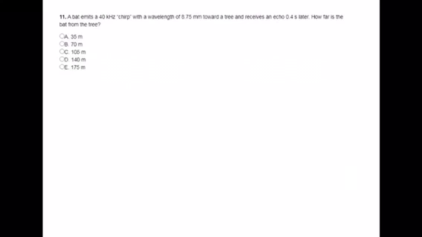Let's try another problem. Here, a bat chirps at a frequency of 40 kilohertz, and the wavelength of the chirp is 8.75 millimeters. The sound wave hits a tree and bounces back, giving the bat an echo 0.4 seconds later. This means that the wave took 0.2 seconds to travel to the tree and 0.2 seconds to travel back to the bat. How far is the bat from the tree?